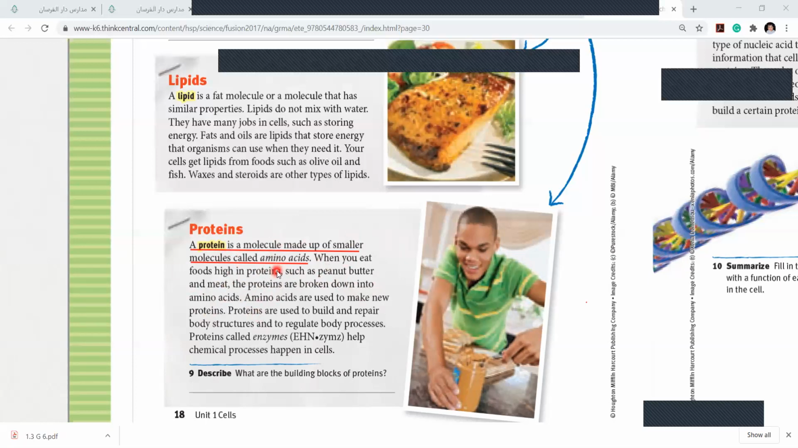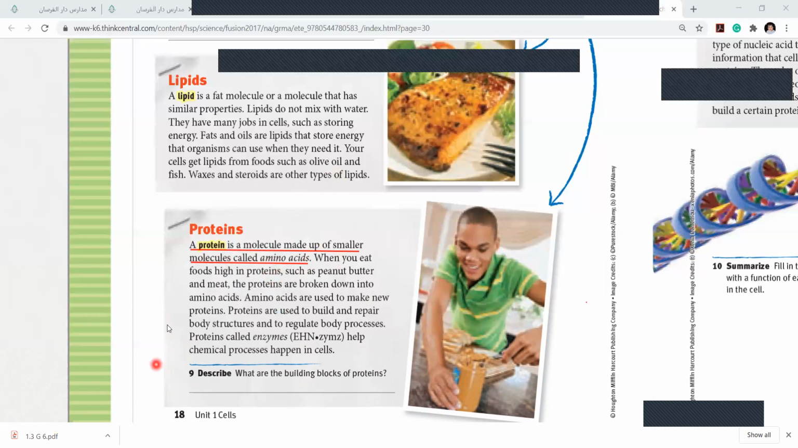Tomorrow I'm asking you about the functions of lipid, protein, carbohydrate, and what? Nucleic acid. Very good. So what is protein? I think my favorite one is nucleic acid. When you break down the protein, you get amino acids.